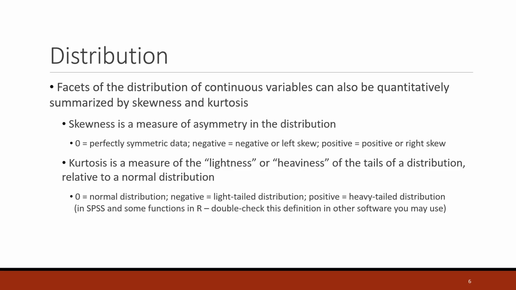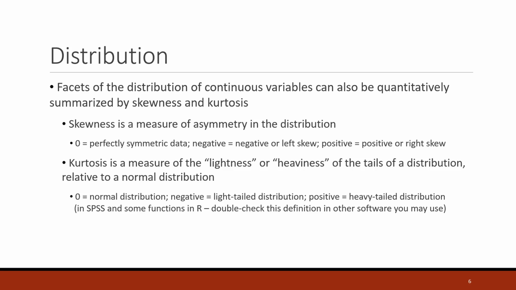If you've seen that, it's perfectly symmetrical. Negative skewness indicates negative or left skew. In this case, we have a long tail drawn out on the left of our distribution. We will again see some of this in the histograms to follow. And positive skewness is positive or right skew, and in this case the long tail is on the right of our distribution, towards higher values.